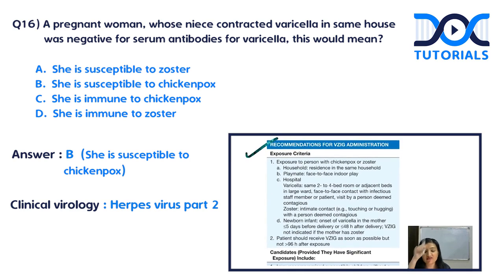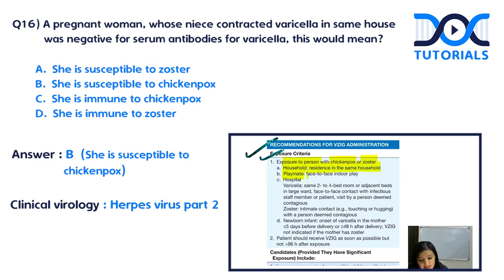Recommendations for VZIG, Varicella-Zoster immunoglobulin administration. Exposure criteria. देखो ये बढ़िया सा टेबल है, देख लो इसको. Exposure to person with chickenpox or zoster. ठीक है? If we are exposed to somebody with zoster, then if we don't have antibodies, then also we are susceptible to infection. Not just if we are exposed to a case of chickenpox. अब देखो household. ये pregnant lady की niece जो थी वो दोनों they were staying in the same house. ठीक है, household residents in the same household.